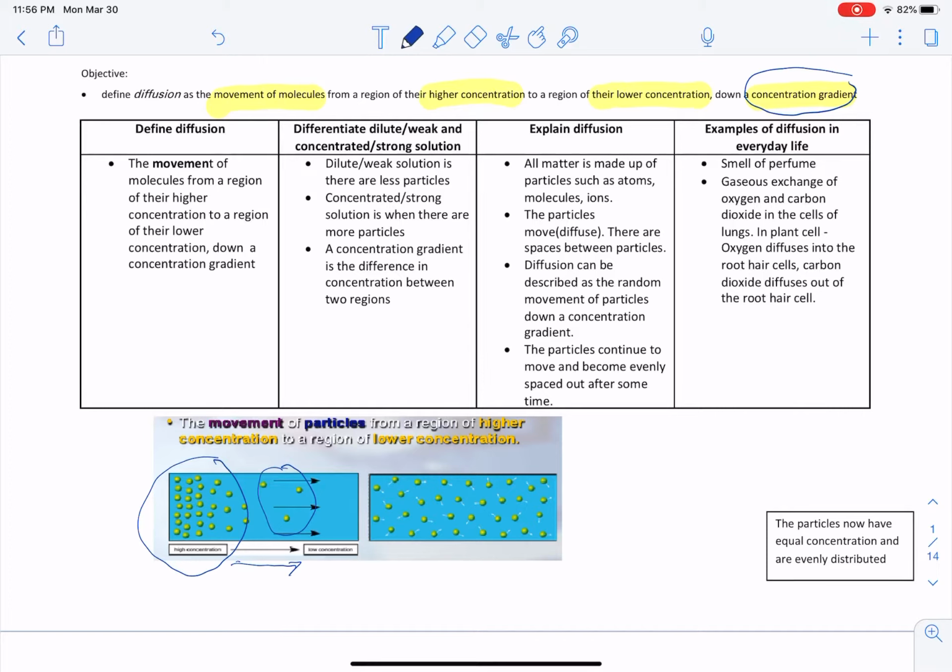Okay. After some time, you can see here the particles are evenly distributed. This is what we call equal concentration, and the particles are evenly distributed. Another term for equal concentration is zero gradient. So again, you have to know the definition of diffusion, which is the movement of molecules from a region of higher concentration to a region of lower concentration.